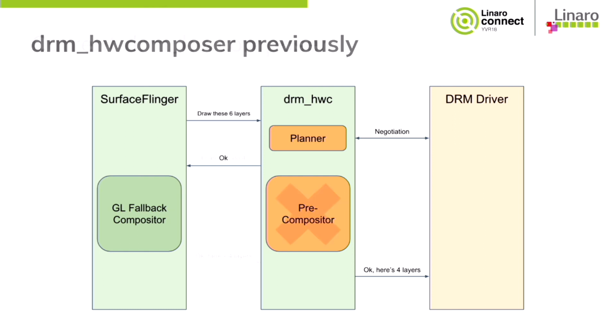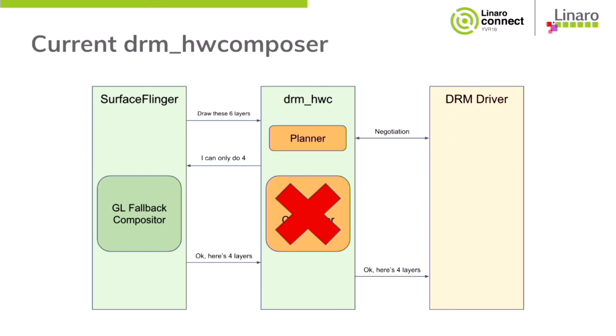The problem with that, of course, is that that precompositor was NVIDIA specific. We couldn't use it. Nobody was using it, and so it basically got dropped. And so this is currently how the DRM HardwareComposer looks at the moment. There's not a lot of device-specific code in it, obviously.